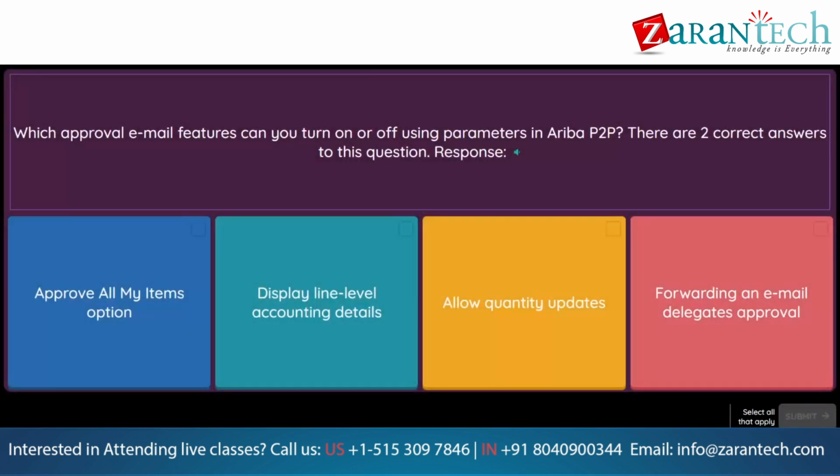Question: which approval email features can you turn on or off using parameters in Ariba P2P? There are 2 correct answers to this question. Response. Option 1: approve all my items option. Option 2: display line level accounting details. Option 3: allow quantity updates. Option 4: forwarding an email delegate's approval.